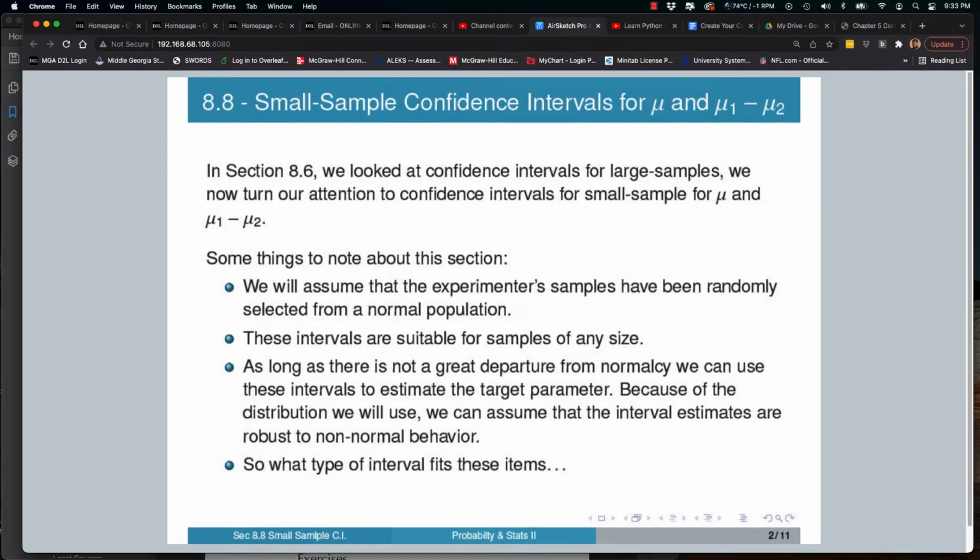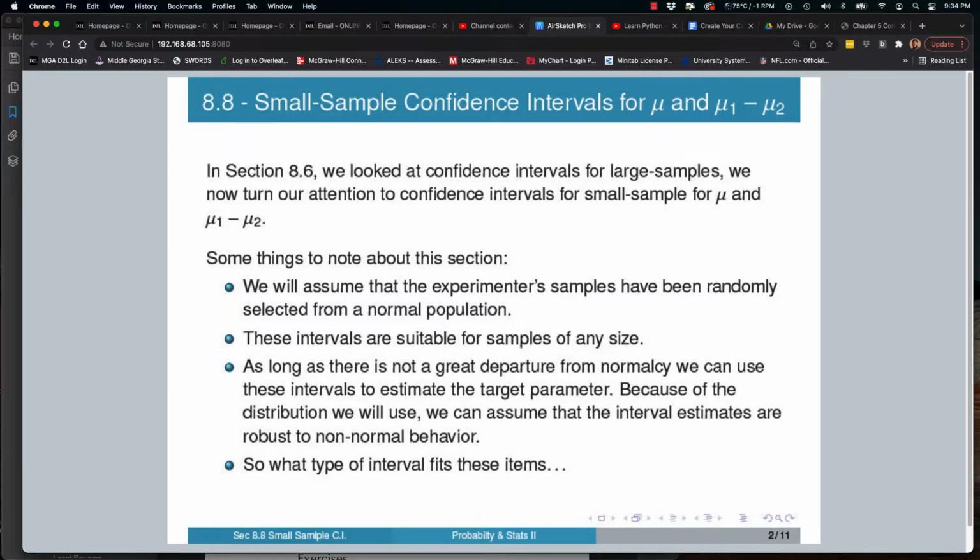Back in 8.6, we were looking at confidence intervals for large samples, mainly the z interval for one mean and the difference between means, and we also used the normal distribution, or the z interval technique, for the proportions and the difference in proportions as well. Today we're going to turn our attention to what this textbook calls small sample confidence intervals for mu and the difference between two population means.